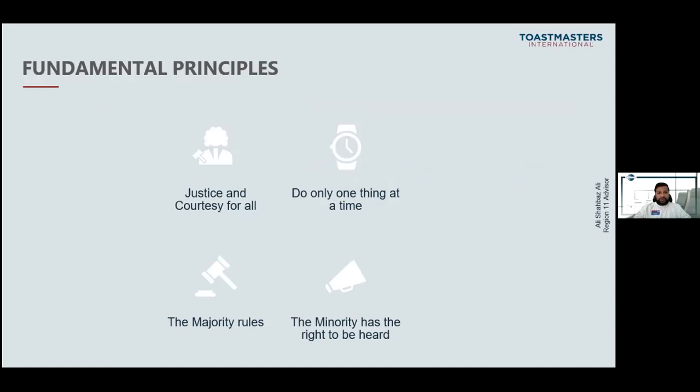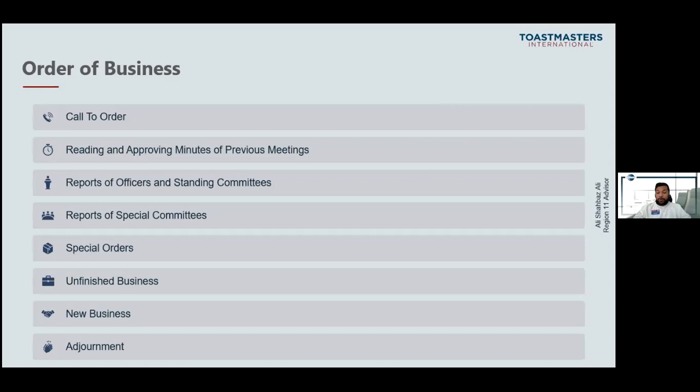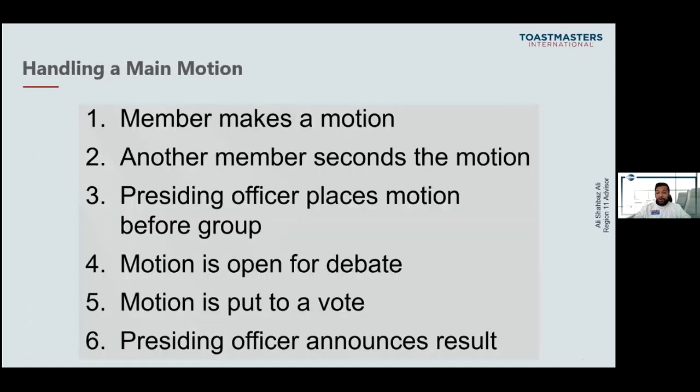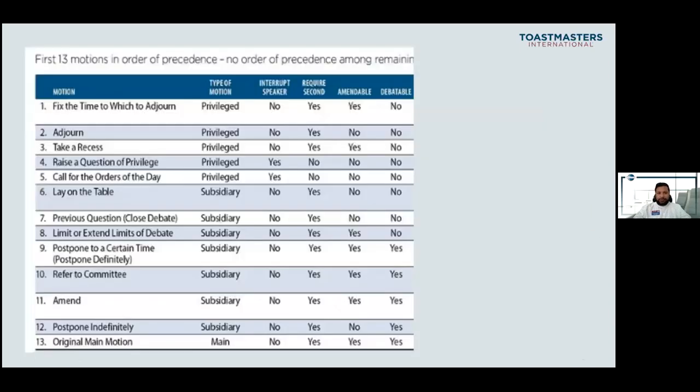some more items on fundamental principles, a proper way of having the order of business done from call to order till adjournment, and the way to handle a main motion or any regular motion. So the 6 steps are very crucial. And then I also showed the chart, which has 13 motions, very important for us as Toastmasters.